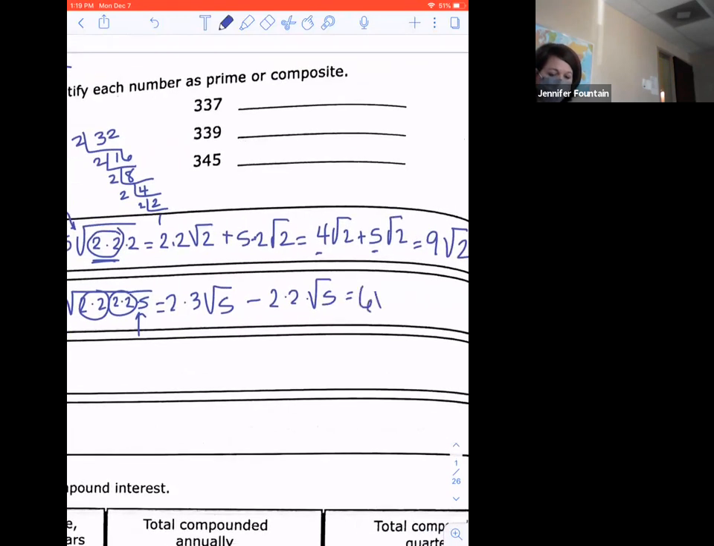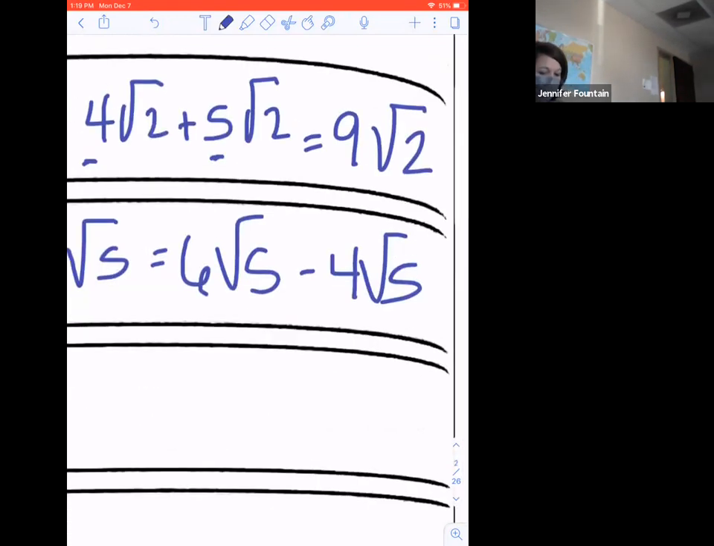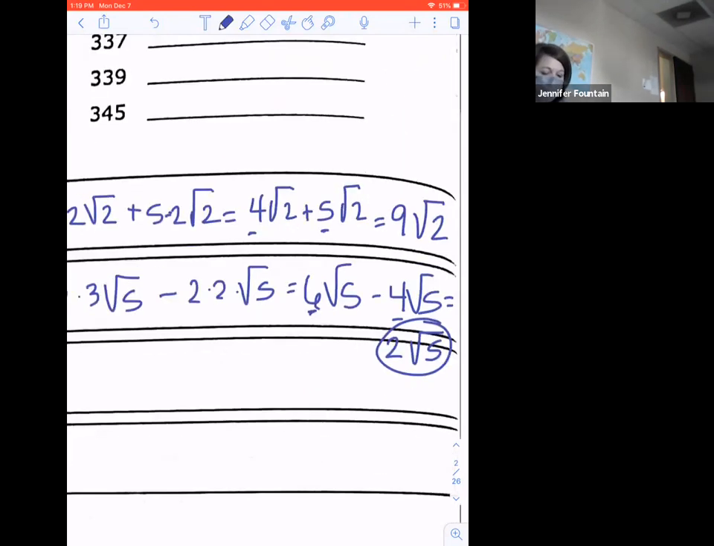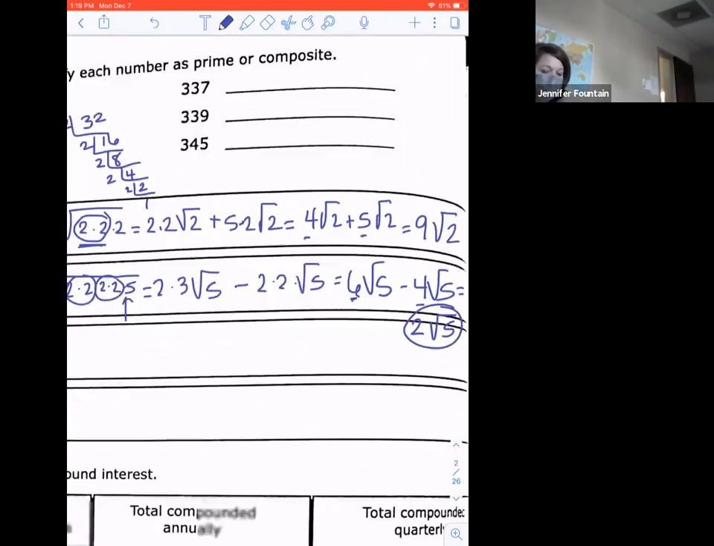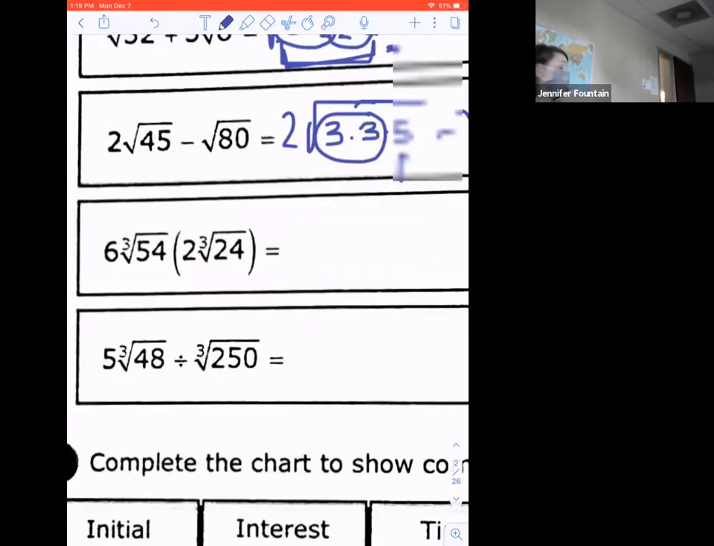So I have 6 times the square root of 5 minus 4 times the square root of 5. My radicals are the same. So now I subtract 6 minus 4, and that is going to be 2 times the square root of 5. I have to break it down, get the same radicals, and then I can either add or subtract. Now, multiplying and dividing, totally different. I don't have to have the same radicals, but I do have to break everything down.